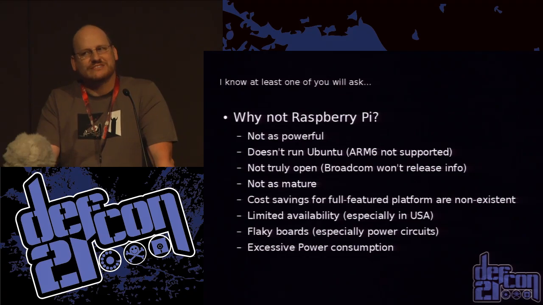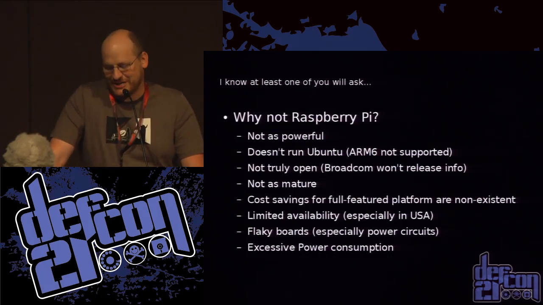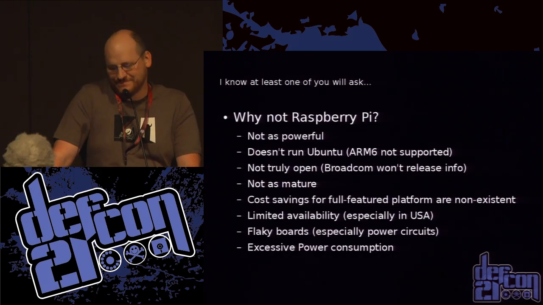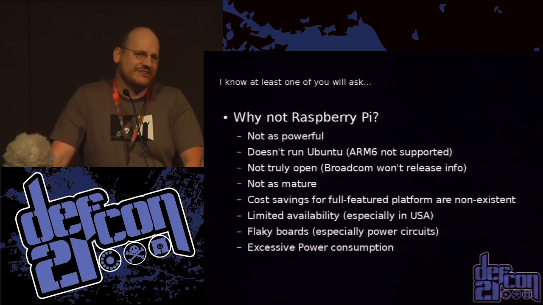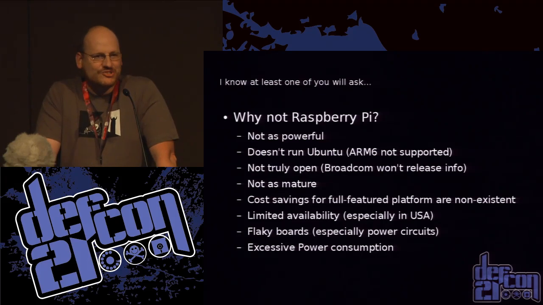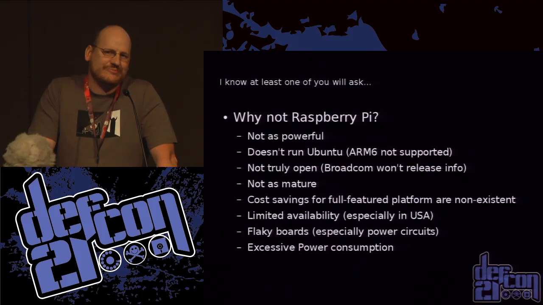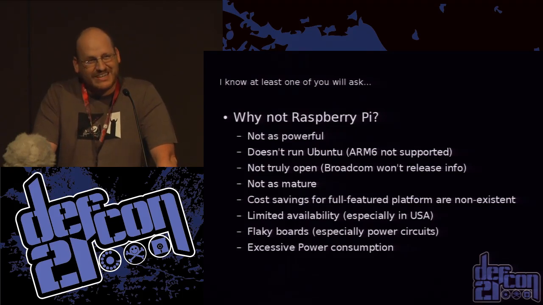All right. I know at least somebody is going to say, why didn't you use the Pi? All right. Well, here's why I didn't use the Pi. The Pi is not near as powerful. It doesn't run Ubuntu. It's got some ancient ARM architecture that nobody supports, including Canonical. It's not as mature in terms of the platform. The BeagleBone, the original one, has been out longer than the Pi. And there's no real cost savings, if any. Usually, I think if you try to implement this stuff with the Pi, you would probably spend more money, not less money. Even now, it's not easy to go buy 50 Pis, in this country at least.